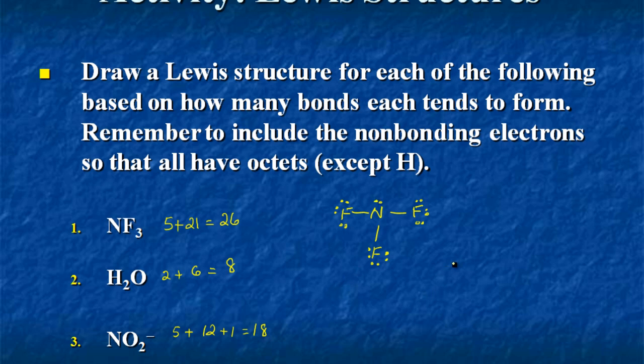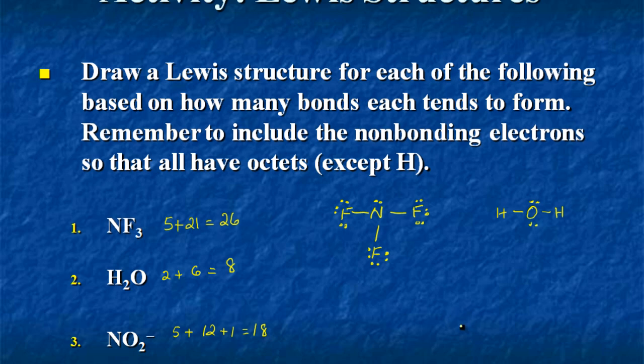Okay, let's do water. Who goes in the middle? Oxygen, because hydrogen can never be the central atom. So again we will put 2 hydrogens on each side. We are using 4 electrons so far. We have 4 more. What do we do with that? Put them on oxygen, because oxygen is the only one who can take them, right? Hydrogen cannot take any more, and oxygen needs 4 more. So we are good.